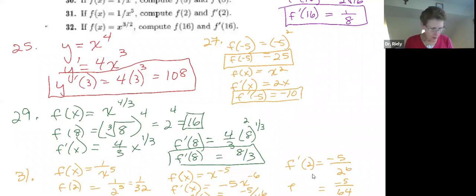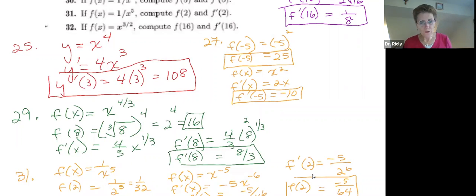Let's see, have I done everything correctly here? Yes. Okay, so I think I'm good. Let me just look at this, as I had something different written down, make sure I didn't mess anything up. So this was negative 5 because I brought it down. Negative 5 minus 1 is negative 6. I think I'm good to go.